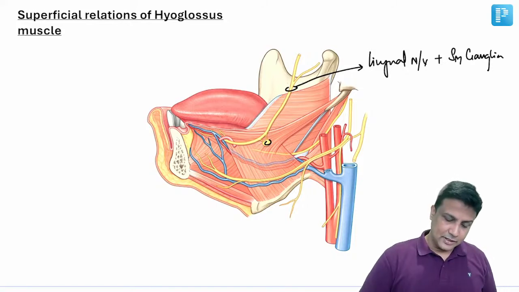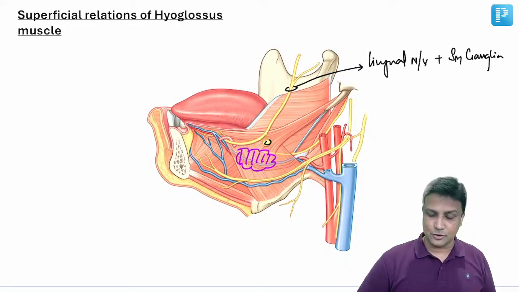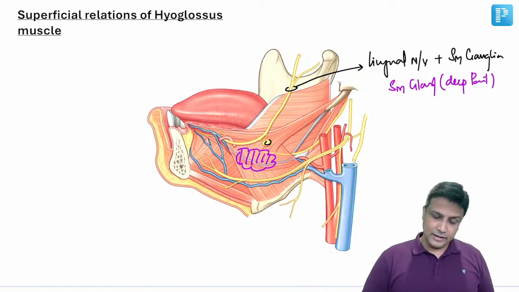And of course, there will be a gland present over here, and that gland here will be the submandibular gland. Even that gland is also superficial here, but which part of the submandibular gland? Remember, deep part. Then after that, you're also able to appreciate here this nerve.